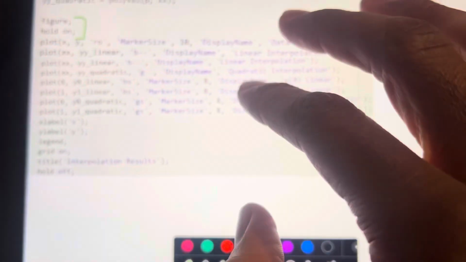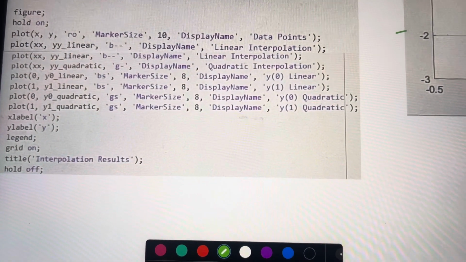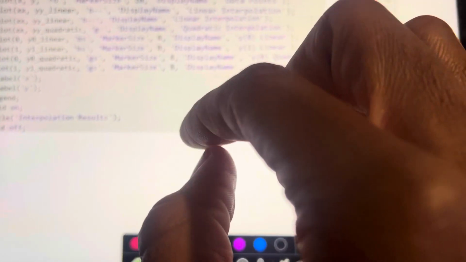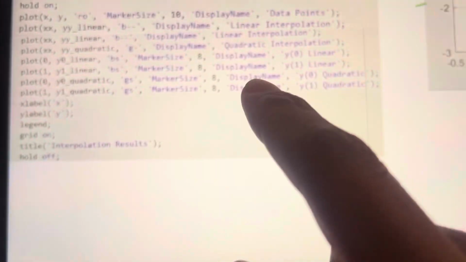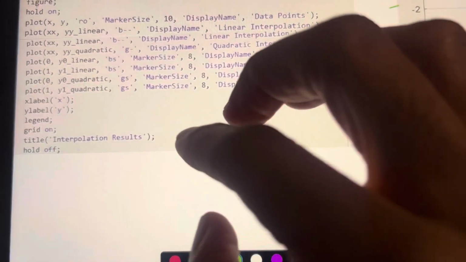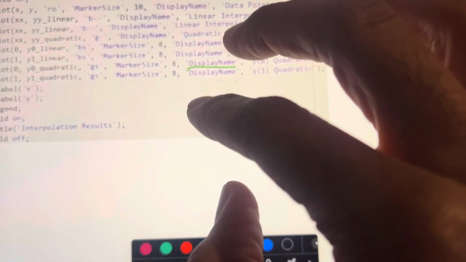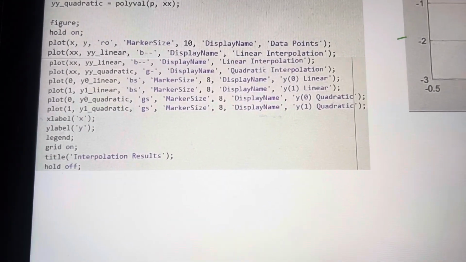Alright, this is a lot, but I'm going to try to explain as quickly as possible. So basically what our figure does, figure gives us a new plot window. Hold on makes sure that multiple plots are drawn within the same figure. Okay, this RO gives us red circles for our original data points. Marker size changes the marker size, makes it a little bit bigger. Then the display name labels the data points for the legend that we have in our plot.